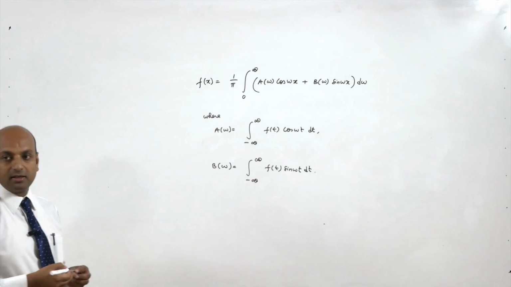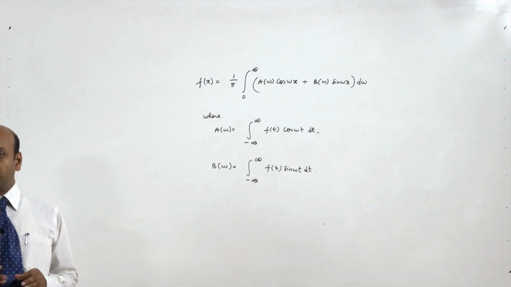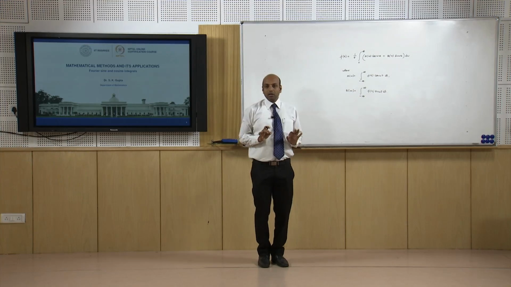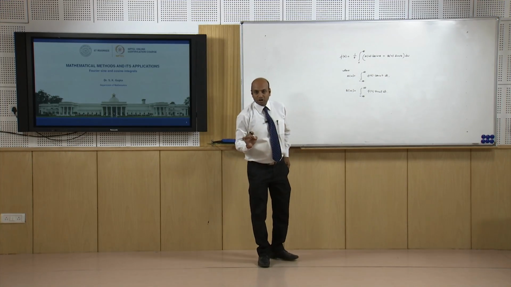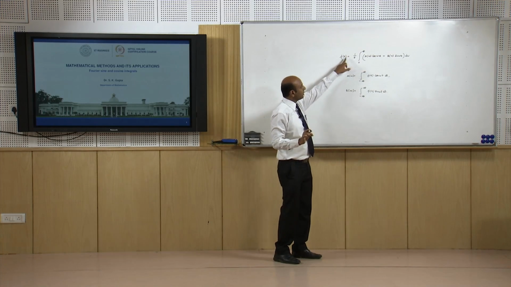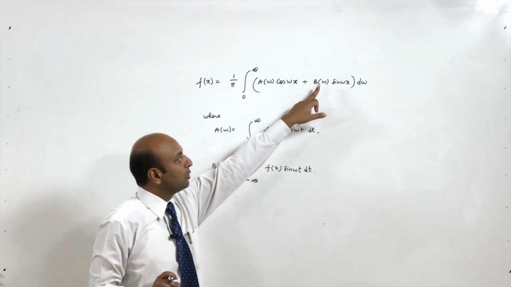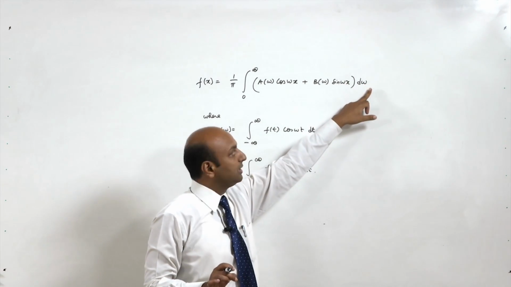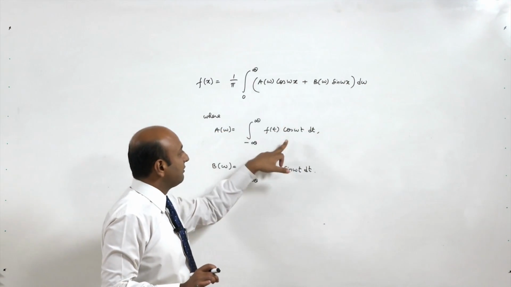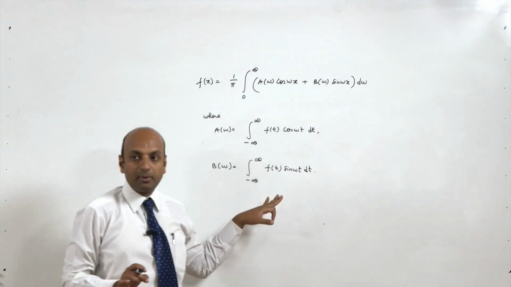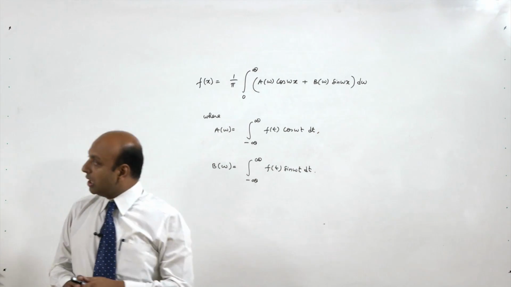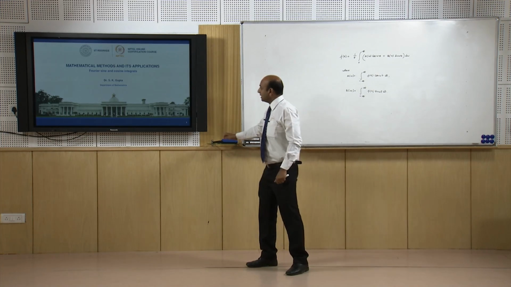So, that we have seen in the last class: if we have a function f(x), then the Fourier integral representation of f(x) is given by 1 upon pi integral 0 to infinity [a(omega) cos omega x plus b(omega) sin omega x] d omega, where a(omega) is given by this expression and b(omega) is given by this expression. Now, let us see Fourier sine and cosine integrals.